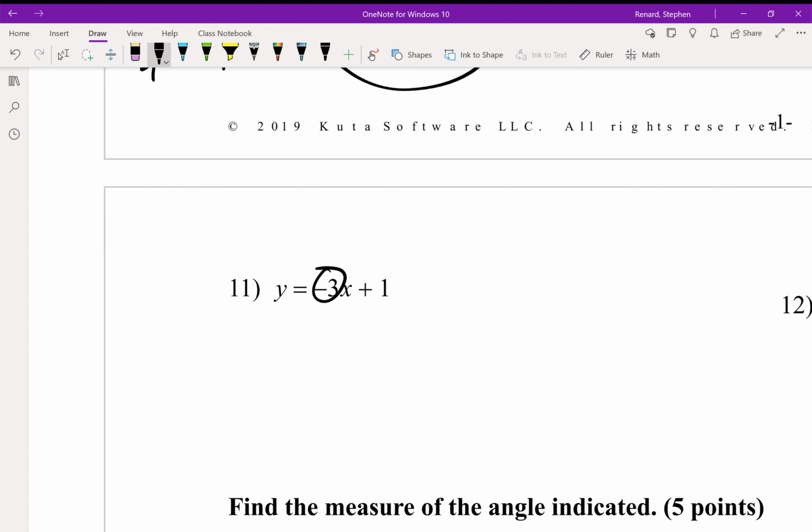So our slope here is -3. So the parallel slopes are going to be -3. And the slope of any line.